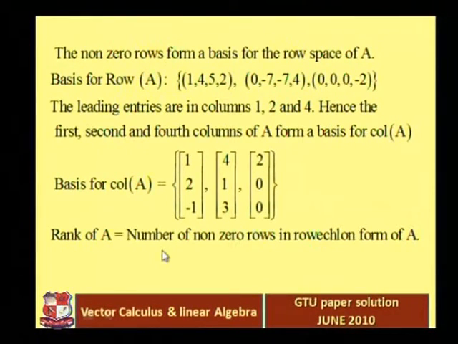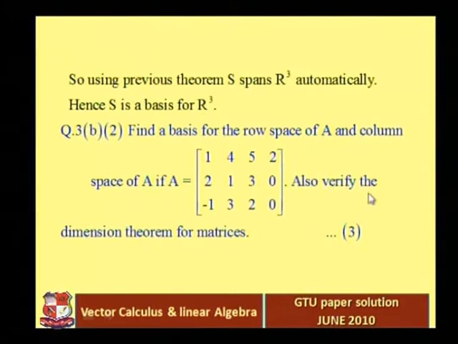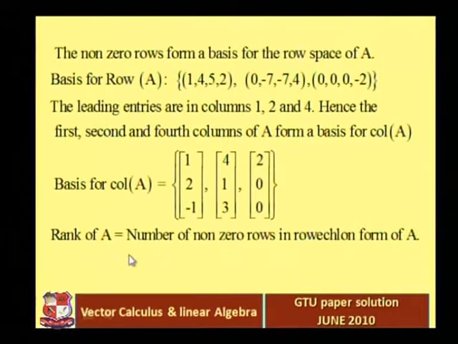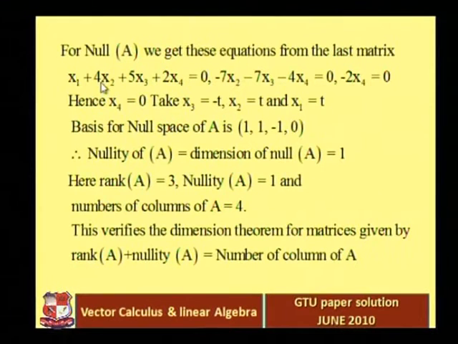Now the next question is that we have to verify the dimension theorem. What is the rank of the matrix? Clearly the rank of the matrix is 3, because in row echelon form we have 3 non-zero rows. But to check the dimension theorem we have to find the nullity.